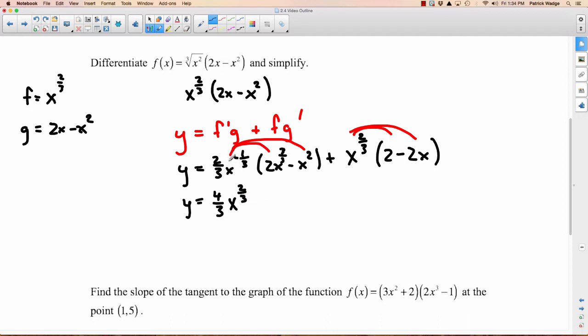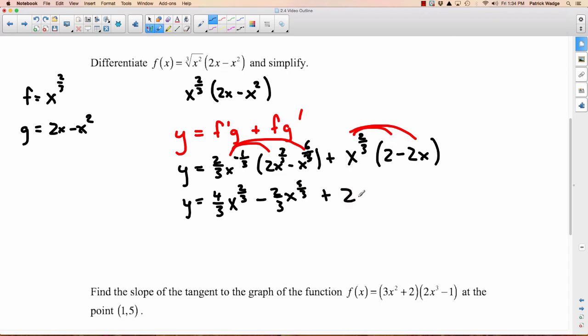Okay, the next one. 2/3 times negative 1 is negative 2/3. x to the negative 1/3 times x squared. Well, again, we're going to add exponents. So this is 2. We want a common denominator of 3, so 2 is the same as 6/3. Yeah? So negative 1/3 plus 6/3 is x to the 5/3 plus, this is an easy one.